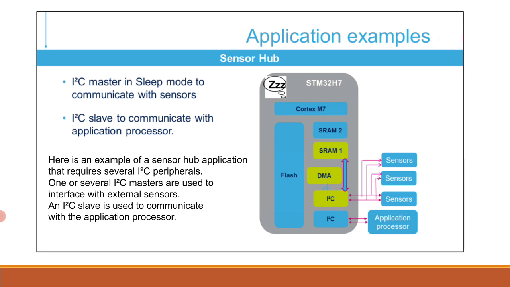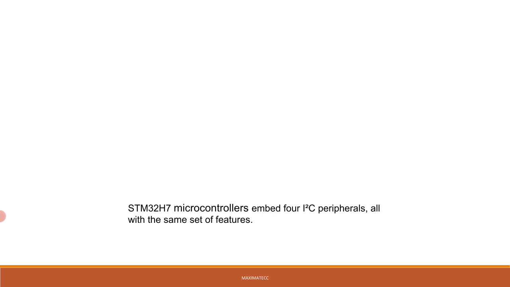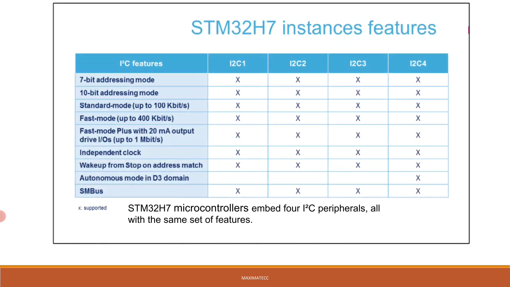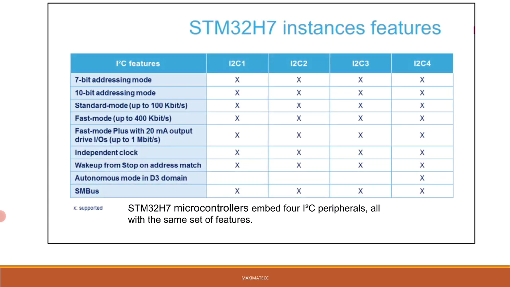Let's see some of the instance features like 7-bit address mode, 10-bit address mode, standard mode, fast mode up to 400 kilobits per second, and fast mode plus with 20 milliamps output IO drive, IOs up to 1 megabit per second, and independent clock.